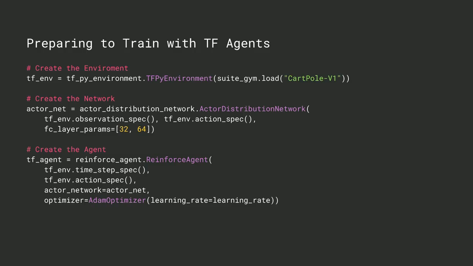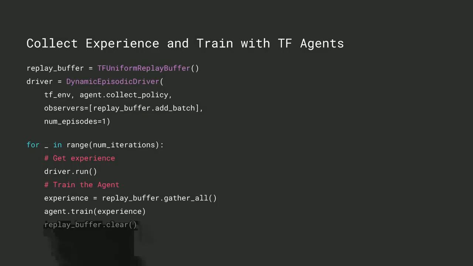Now, you create your neural network, and here you can write your own. Basically, it's a sequence of Keras layers. For those of you who are familiar with Keras, that makes it very easy to describe your own architecture for the network. We provide a number of neural networks. This one accepts a number of parameters to configure the architecture. So here, there are two fully connected layers with sizes 32 and 64. You pass this network and the specs associated with the environment to the agent class. And now you're ready to collect data and to train.